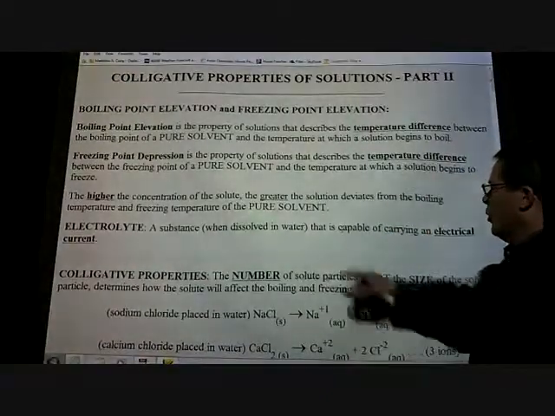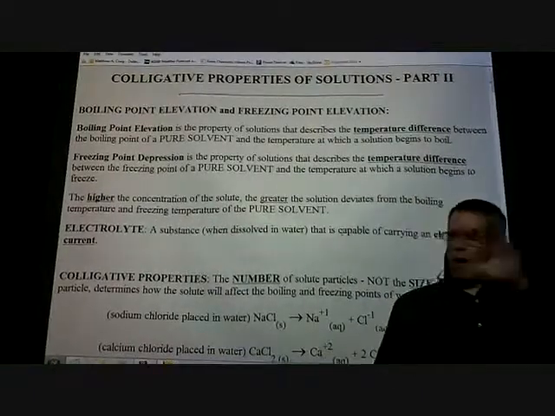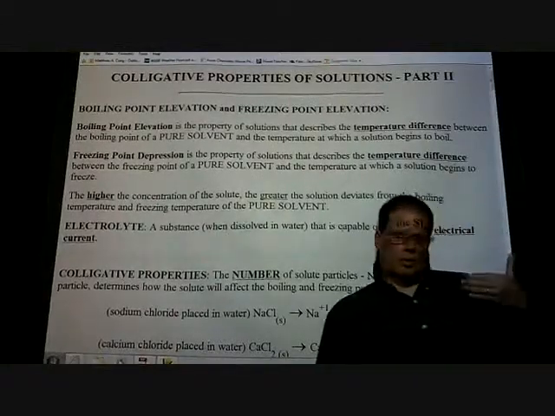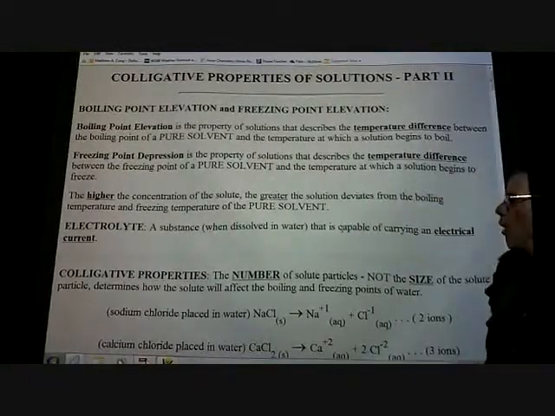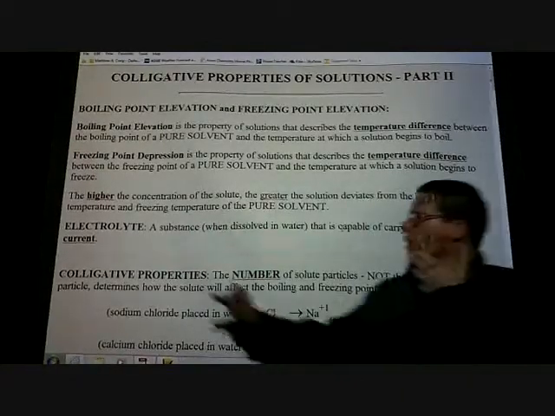When we talk about pure solvents, again, we're talking about water or something similar. Water is the universal solvent. So you should know the temperature that water freezes at and what it boils at. Electrolytes.